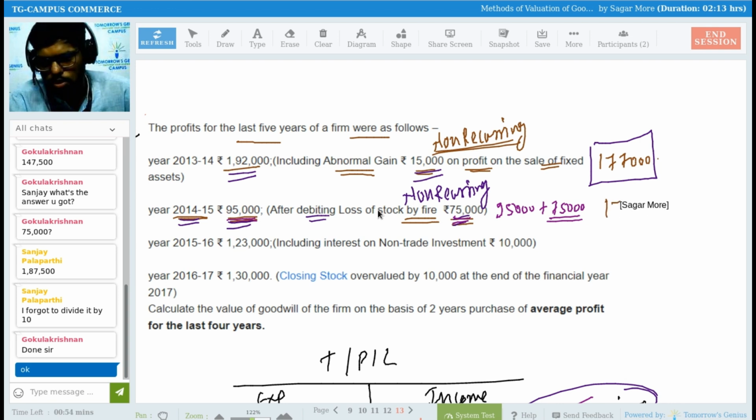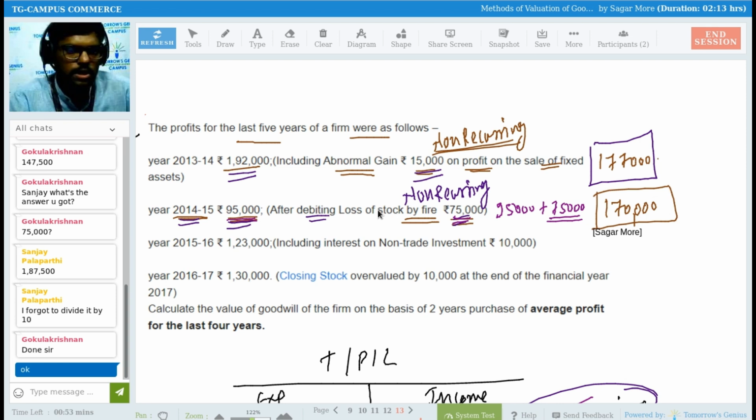1,70,000 is the correct profit. Okay, now we have to move further. See, in the year 15-16, what happened? In the year 15-16, 1,23,000 is the profit, right? Even non-trade investment.